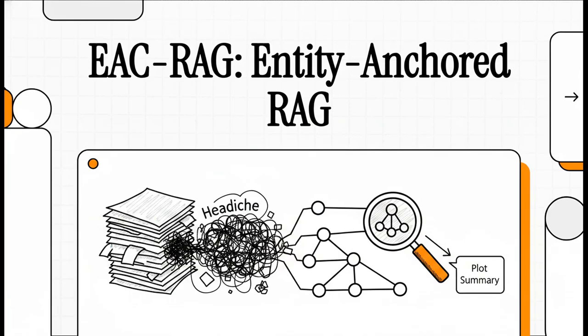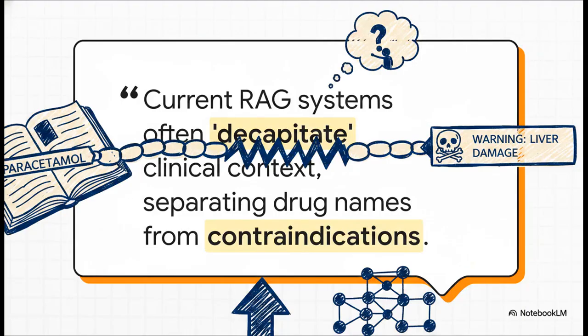Hey everyone, and welcome. Today, we're going to get into something really cool in the world of retrieval augmented generation. It's a new method called EAC RAG, and it's all about tackling one of the biggest challenges out there. How do you get an AI to make sense of huge, complicated documents without completely losing the plot? And let's just start with this quote because, wow, it really hits the nail on the head.